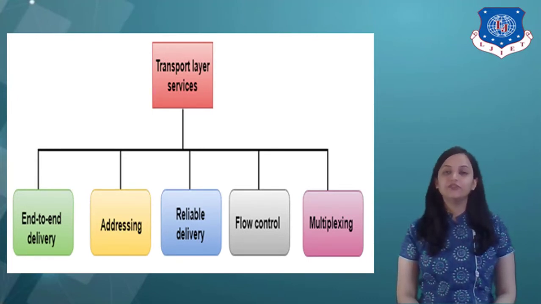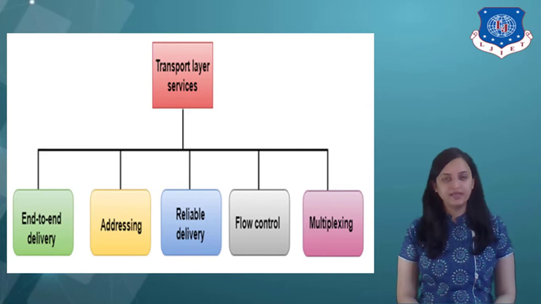So here, let us see the first one, that is end-to-end delivery. So the transport layer transmits the entire message to the destination. Therefore, it ensures the end-to-end delivery of the entire message from a source to destination. So this is the basic role of end-to-end delivery at the transport layer, from source to destination.